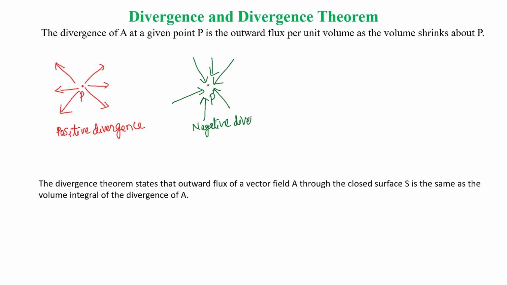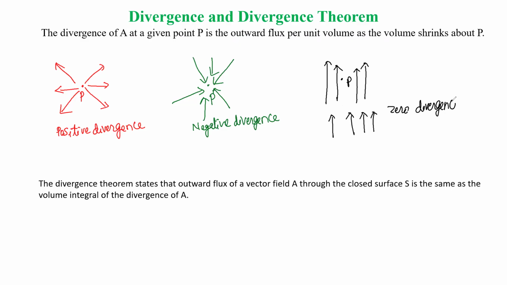Now suppose we consider another situation in which this point P is here and the lines of force, the fields, are passing like this without any deviation. There is no change in this. It passes from one side to the other side. So this will be called zero divergence. So here we have seen positive, negative and zero divergence.